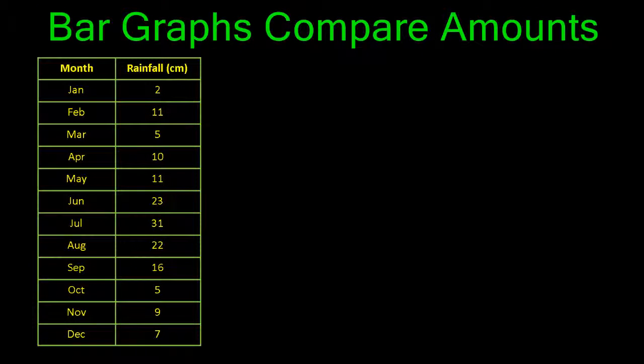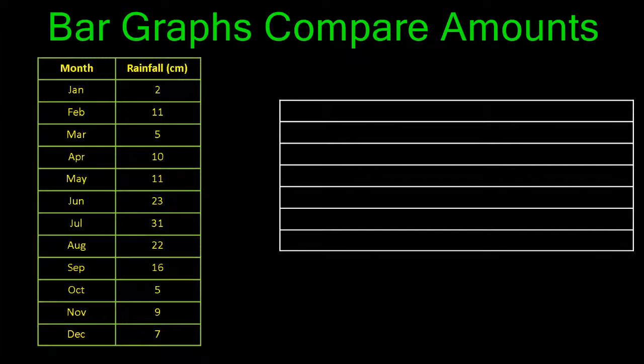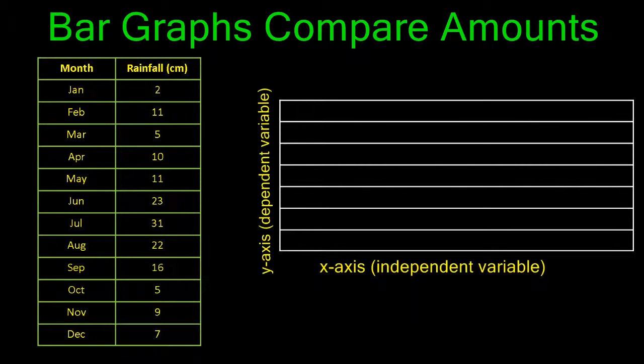A bar graph is set up a little bit differently from a line graph. There are some similarities. For example, our x-axis is still along the bottom side of the graph, and this is still where we're going to place our independent variable. The y-axis still goes along the left side of the graph, and that's where we'll find our dependent variable.